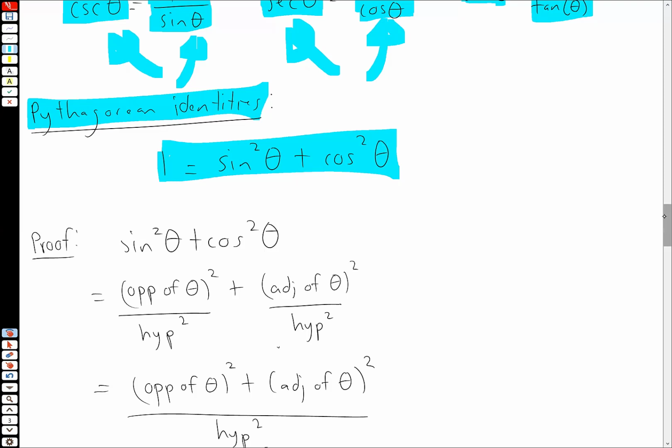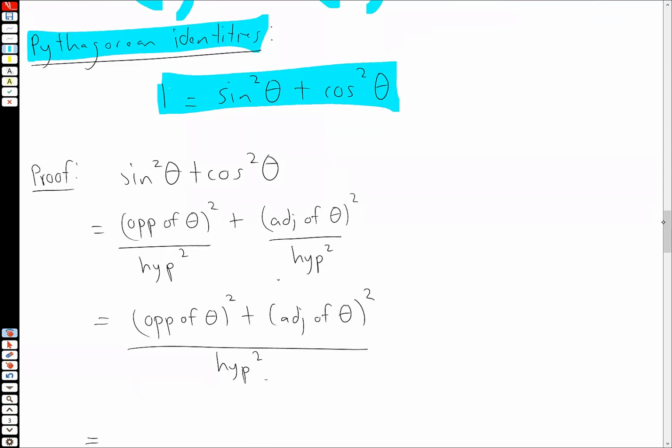Now I'm going to show you really quick, and this is kind of a preview for trig identities, which we'll get into in a later video, how we come up with this. How is sine squared plus cosine squared equal to 1? What we're going to do is start with the right-hand side, sine squared plus cosine squared, which is what I have here in this first line. Now, how did we define sine and cosine? Sine was opposite over hypotenuse, so we have opposite squared over hypotenuse squared, plus, how did we define cosine here?